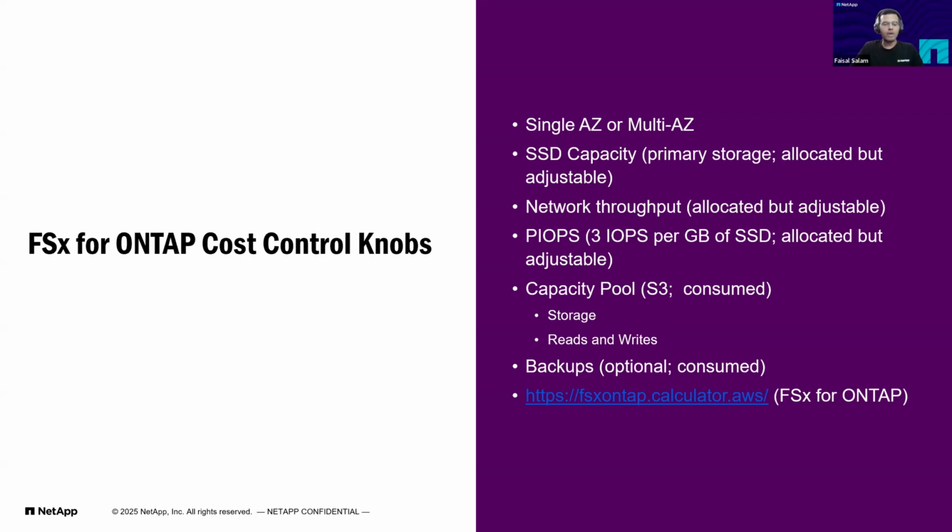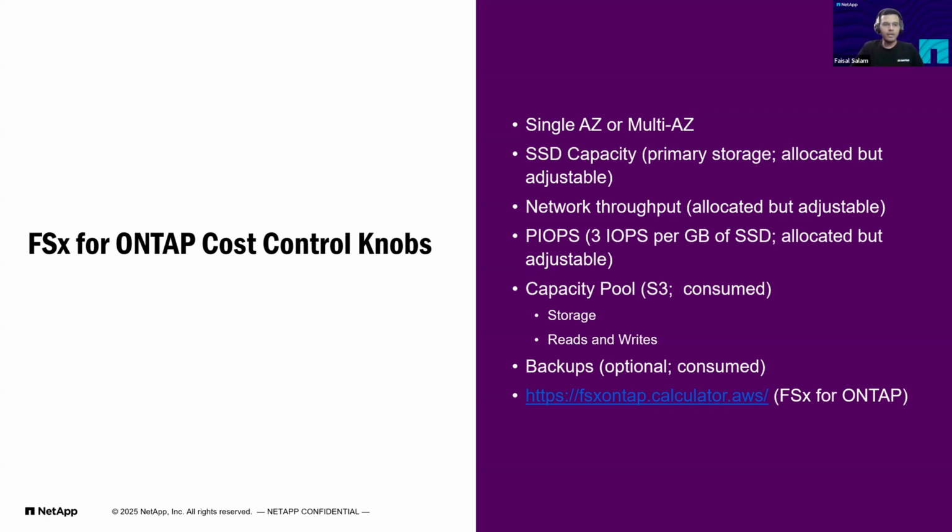Now with performance, you have this concept of provisioned IOPS, which is 3 IOPS per gigabyte of SSD. That's the default, and this can be adjusted, right? If you have higher performing workloads, you can increase that based on your requirement.